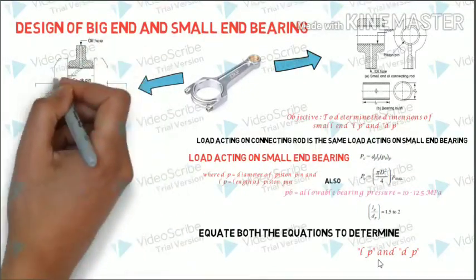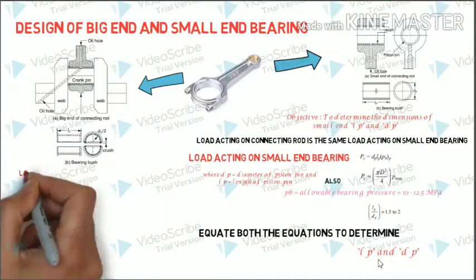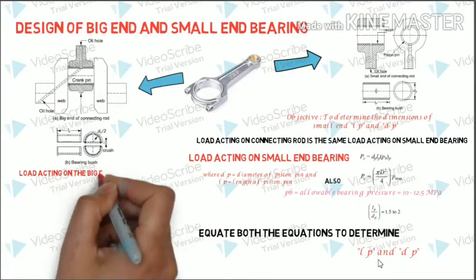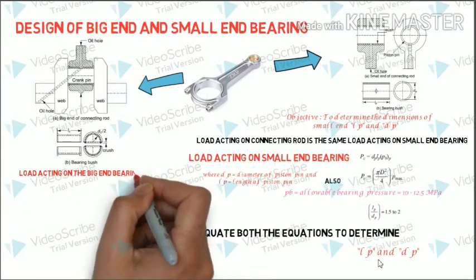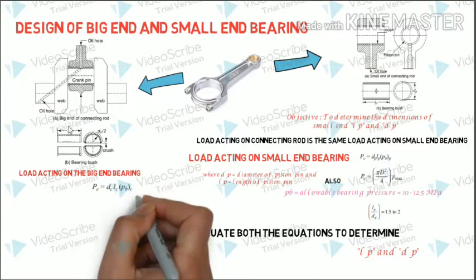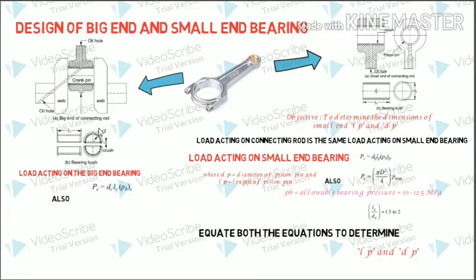Okay, now the same concept can be applied for determination of the big end bearing as well. All the same concepts apply similarly to this one. The only thing is that the notation will be different, that is LC and DC, because it is connected to the crankshaft or the crank pin.